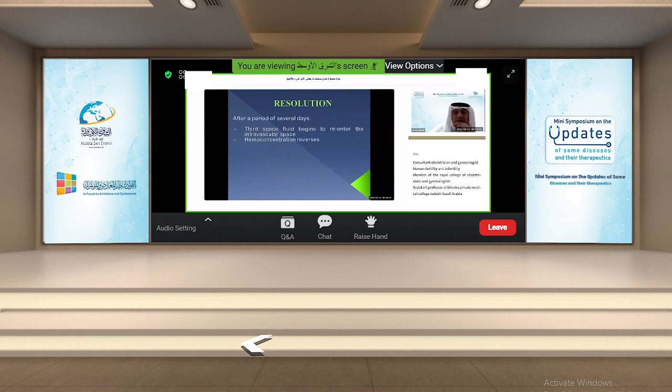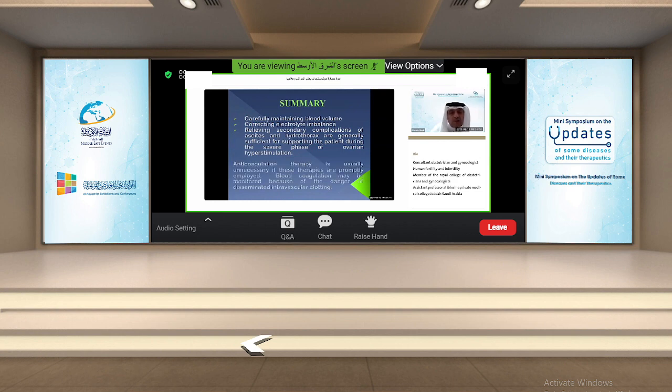As for resolution, alhamdulillah, sometimes these cases resolve. Some of the fluid goes back, and this will reverse the hemoconcentration. As I said, this takes between 10 to 15 days. All right. As a summary, careful monitoring of blood volume and correcting electrolytes.